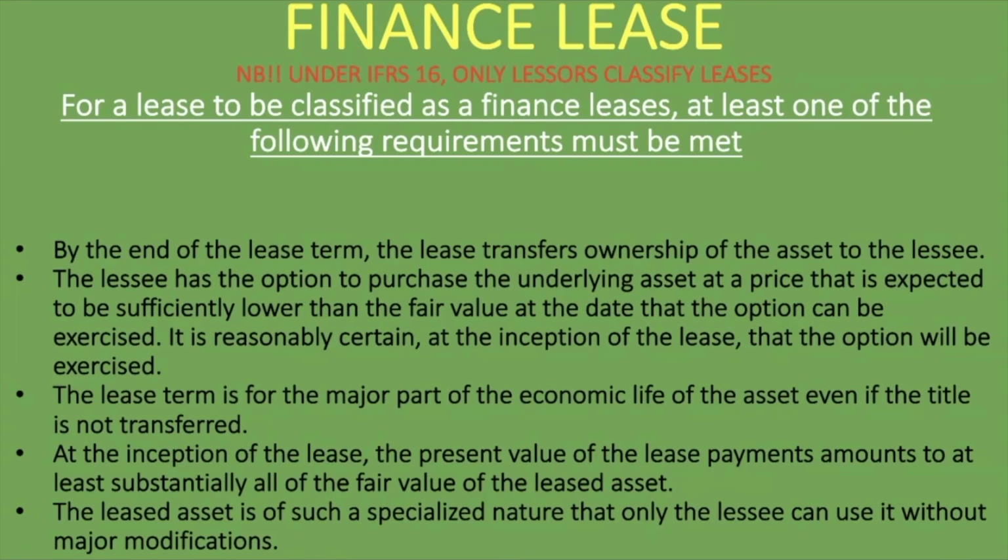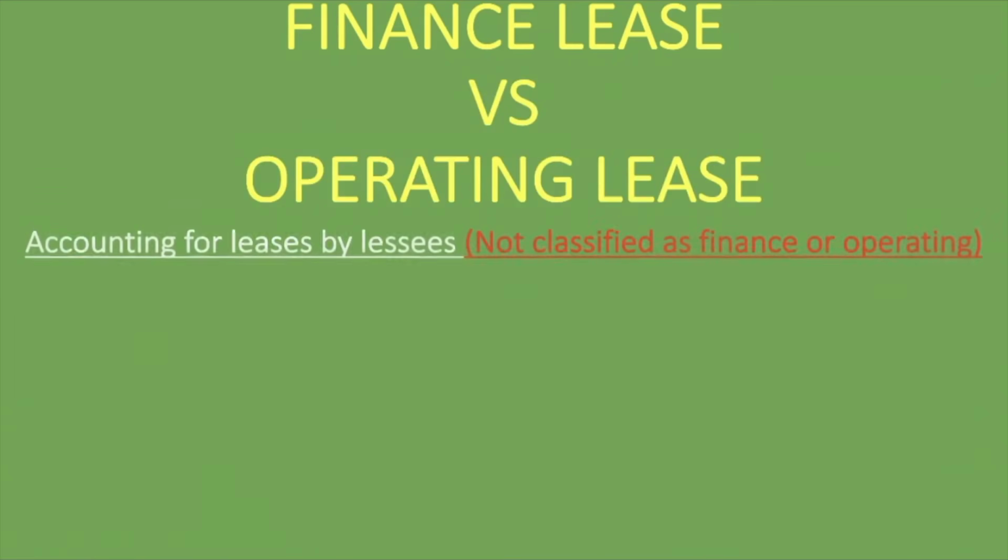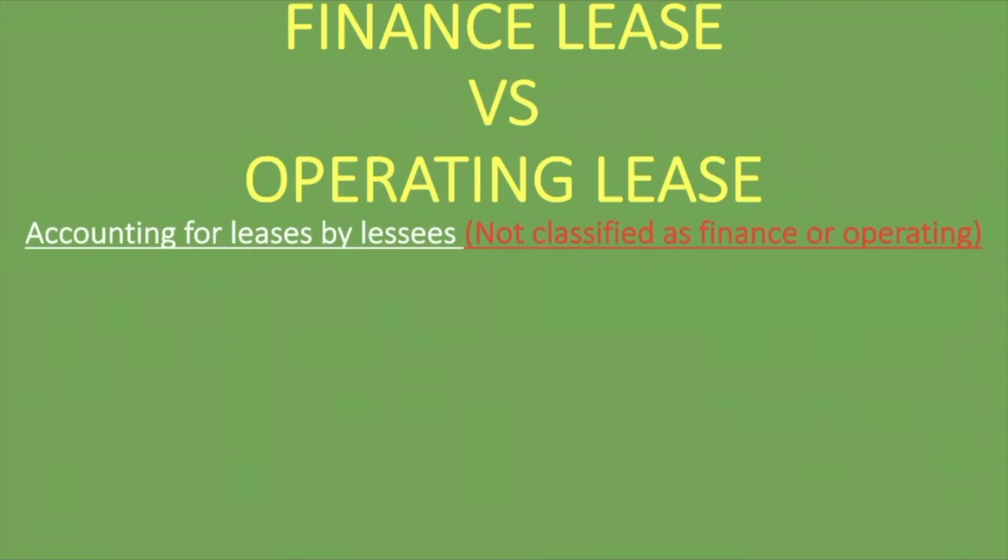But like I said, if you're also using US GAAP, you still have to determine if it's a finance or an operating lease, even if it's a lessee. Now that we've looked at that, let's see how a lessee accounts for leases, okay? So let's have a look at this. Accounting for leases by lessees, not classified as finance or operating, like we've been mentioning.